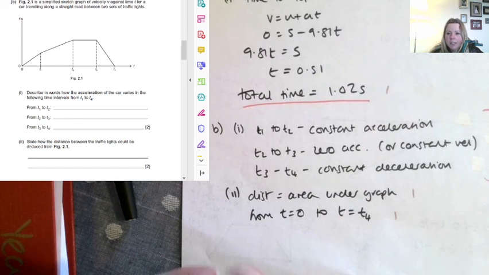So we've got a velocity time graph for a car going along a straight road between two sets of traffic lights.